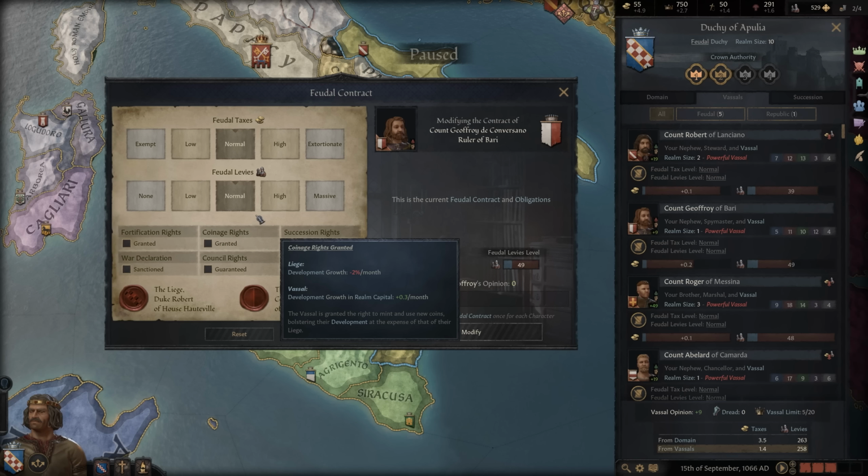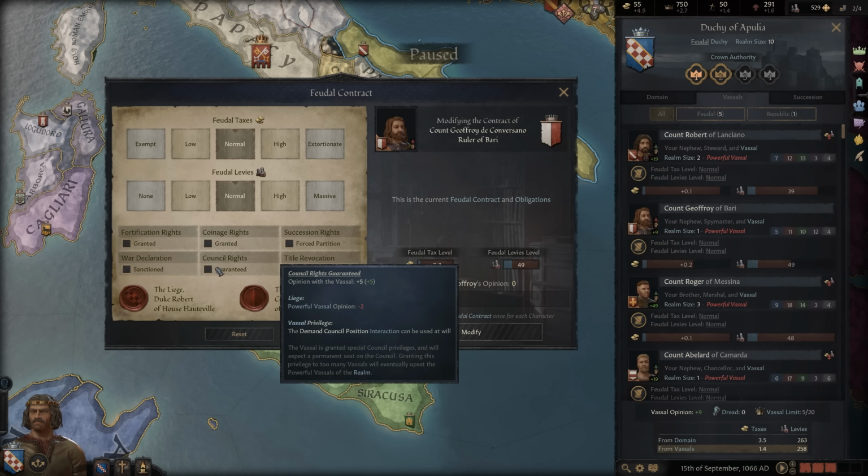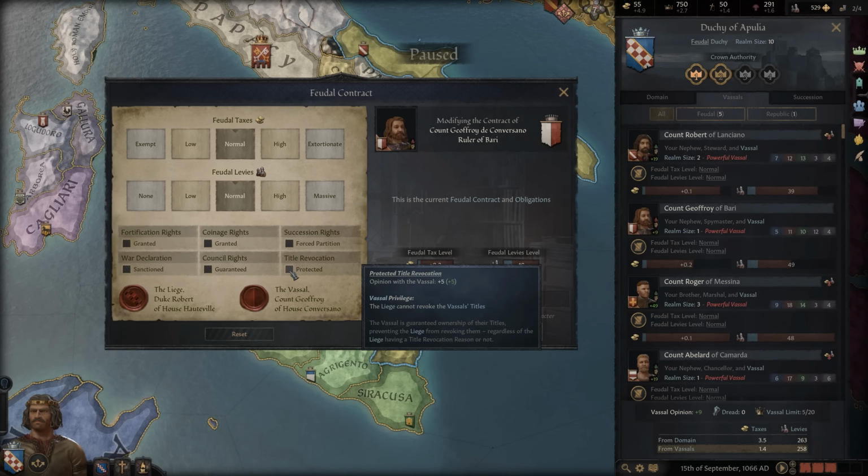But you can also have stuff too, like forced partition. This makes it so that your vassal now has to have the partition succession laws. So some of these seem pretty terrible, but also some of them can be very good. For example, council rights. The vassal is guaranteed a position on your council, or protected. Your liege cannot revoke the vassal's title.